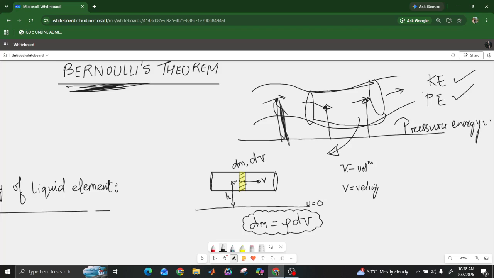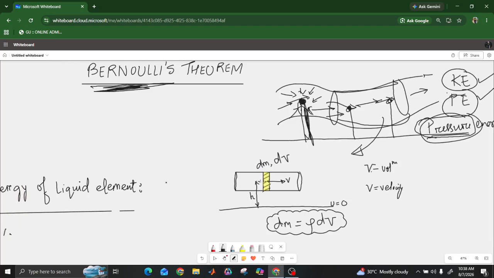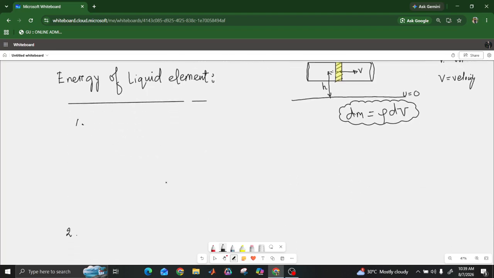We'll have another thing called pressure energy because it's flowing, and this liquid element has pressure from the molecules behind it. I already taught you that. This has pressure energy, it's pushing from behind, so it's flowing like this. So we will consider a pressure energy. We have kinetic energy, potential energy, and pressure energy. Now let's look at the different energies. First we will consider the kinetic energy.